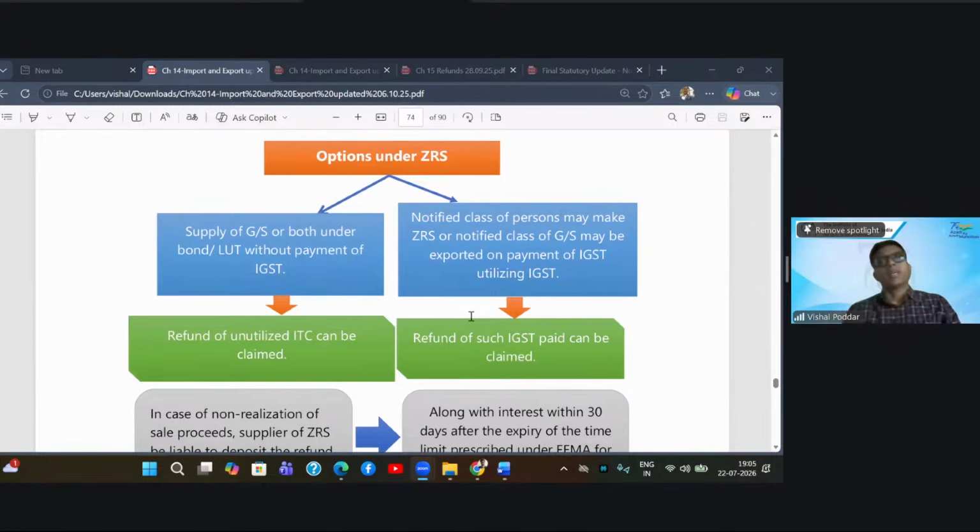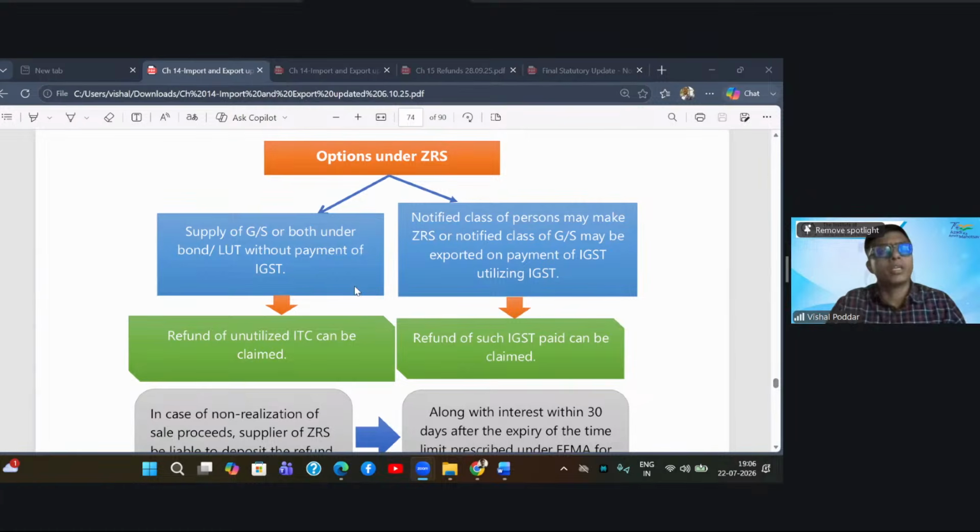Now, what is the impact of this? If you treat them as zero rated supply, what will happen? Anyway, on the outward side, there is no GST. But what I also want is that on the inward side, that is, for making this outward supply, whatever inward supply you have procured and paid GST on, you should get the refund of that inward side GST. Now, how is that possible?